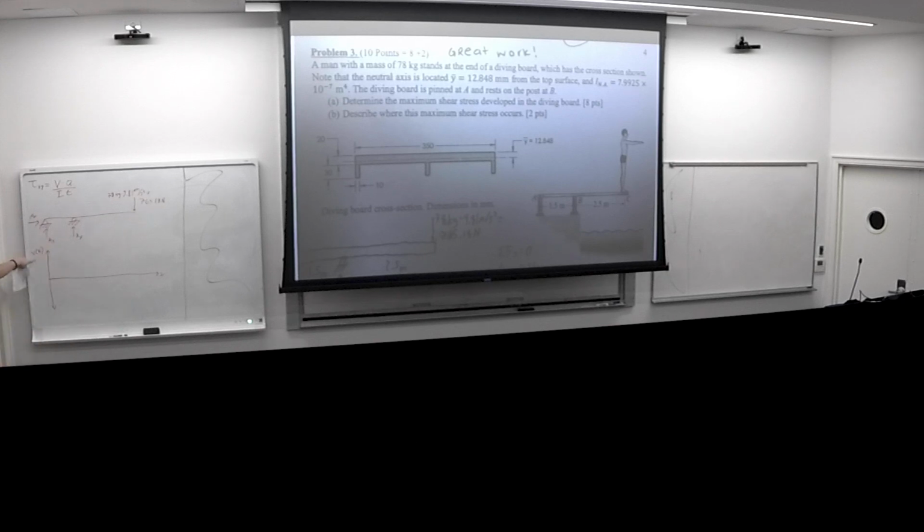So V is your force measured in newtons. Drawing the V diagram, the first thing that happens, A sub y, which I just erased, but I said was negative 1275.3 newtons. So the first thing that happens is you go from 0 down to negative 1275.3.